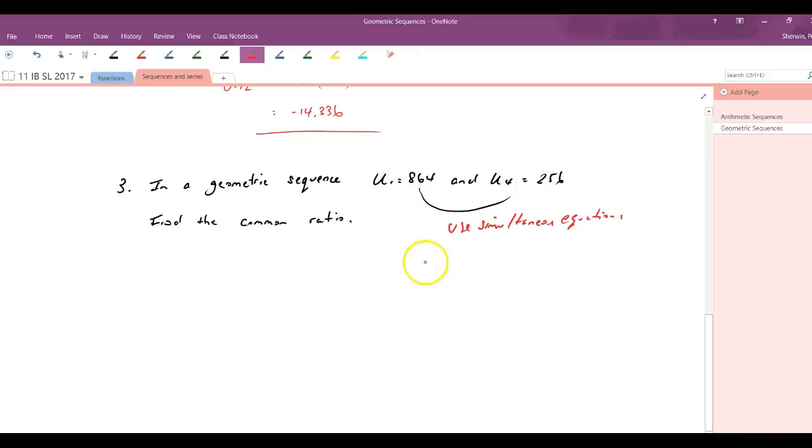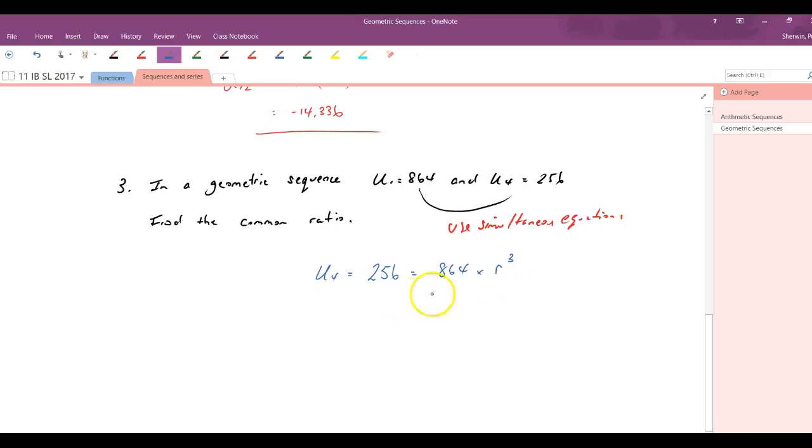u1 is 864, that's useful. Let's write u4 down, which is 256. Now u4 is u1, 864, by r, which we're trying to find, to the power of 3, isn't it? 864 times r to the power of 3. In fact we don't need to use simultaneous equations, because one of the terms they gave us was the first term, so that gave us one of the variables straight away. Usually, if this said u4 is 256 and u8 is something else, we would have had to solve simultaneously in order to find out what u1 and r were.